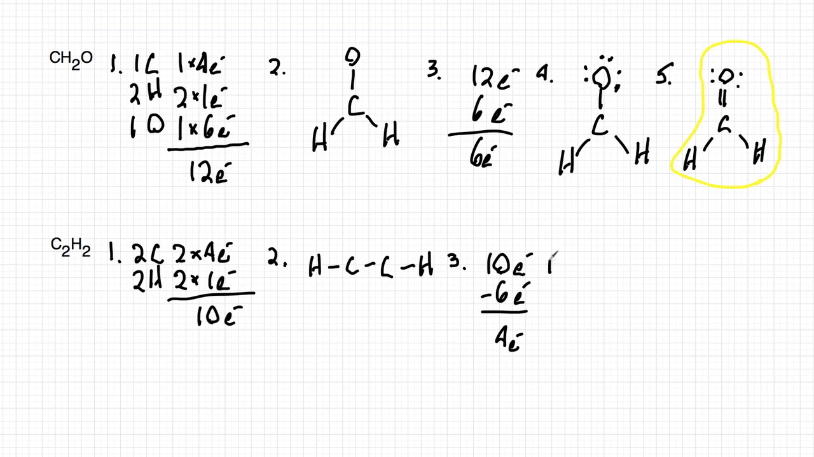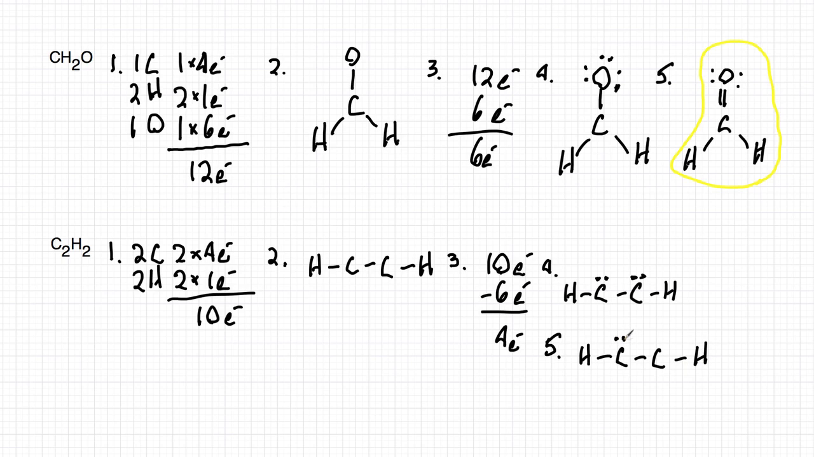So for step number 4, I'm going to go ahead and put those electrons there. And I'm going to try to keep things symmetrical, although that turns out not to totally matter. And you notice that each of the carbons has 6 electrons, and I have no way of giving them an octet without exceeding the 10 electrons that I'm allowed. So for step number 5, let me go ahead and reproduce the structure.